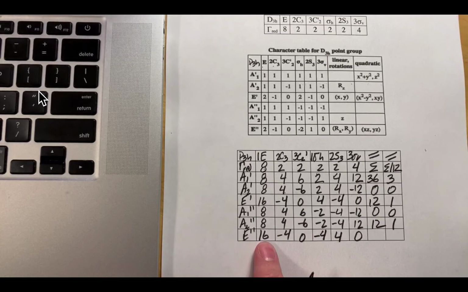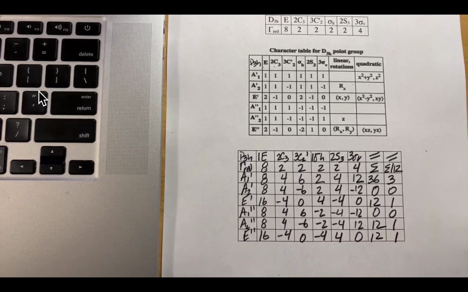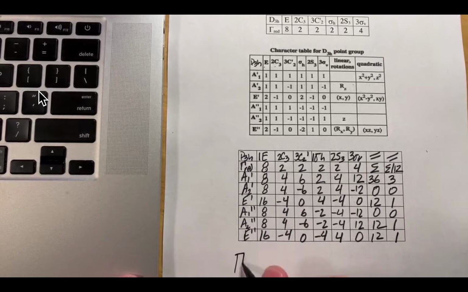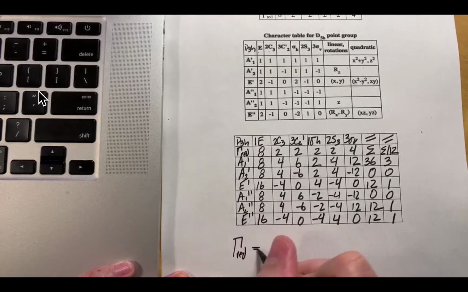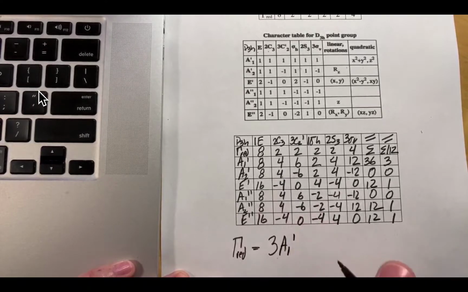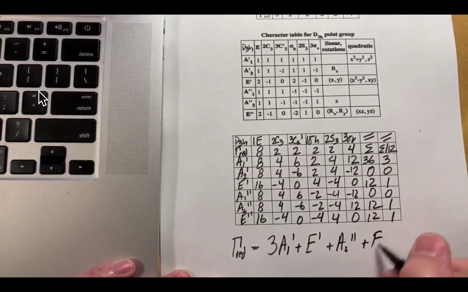And then 16 minus 8 gives me 8. Plus 4 gives me 12, so that one is in there one time. This is what I would want at the bottom of your paper. This is what I'm looking for. So gamma reducible is equal to 3 A1 primes plus an E prime plus an A2 double prime plus an E double prime.